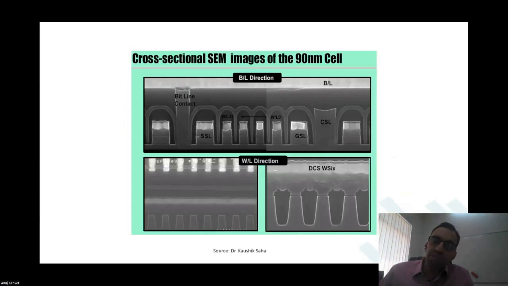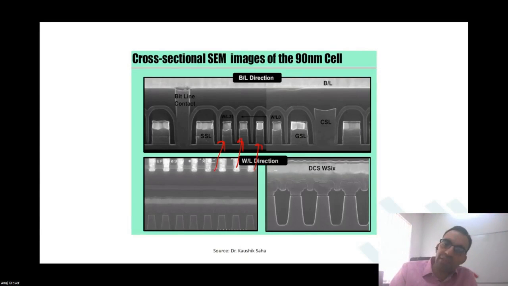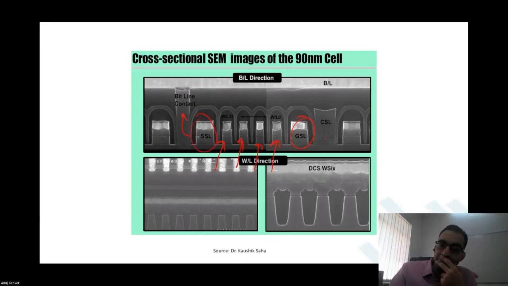Another cross-sectional image where you see that different word lines simply go like this. There is a source line that connects to the source, and there is a drain line which connects to the bit line.